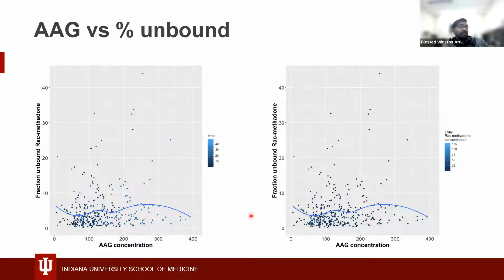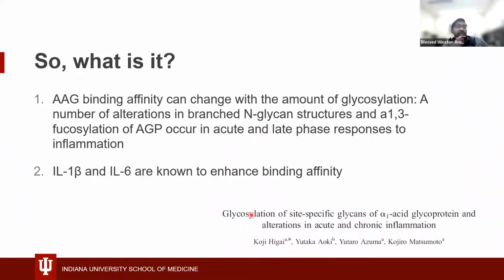So we really don't know what's happening here. We have a few things we suspect. One of the things is that AAG is known to undergo a lot of glycosylation, and it can get glycosylated to different lengths. So maybe there's some evidence to show that actually glycosylation affects binding. So we're thinking maybe there is something to do with that.